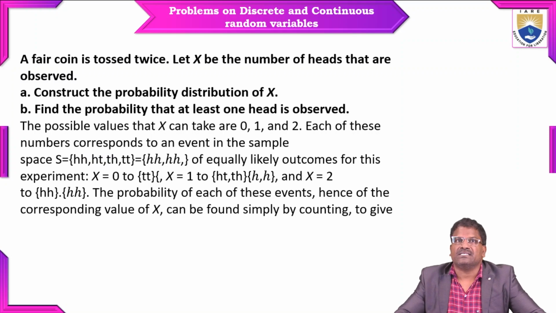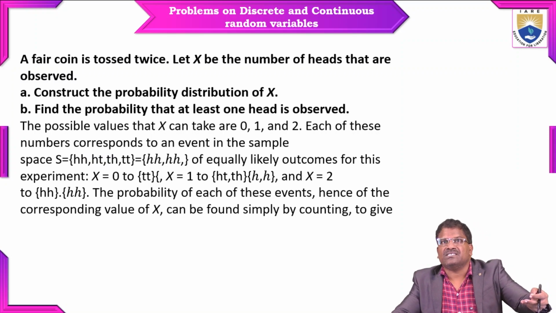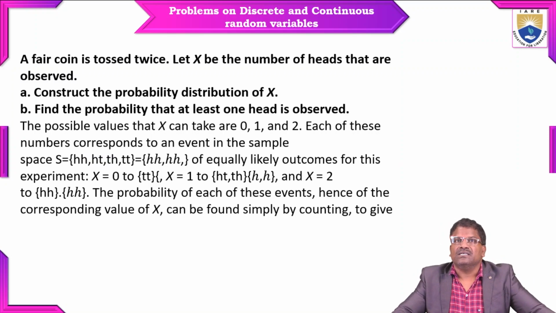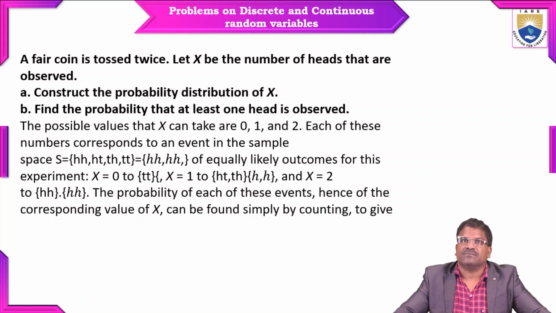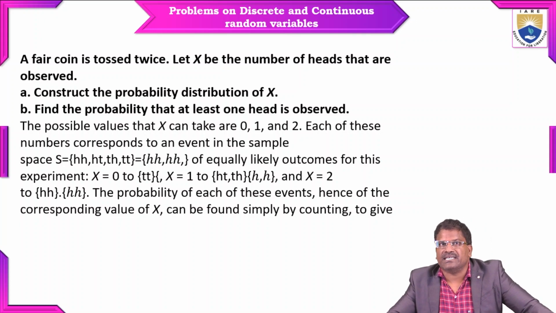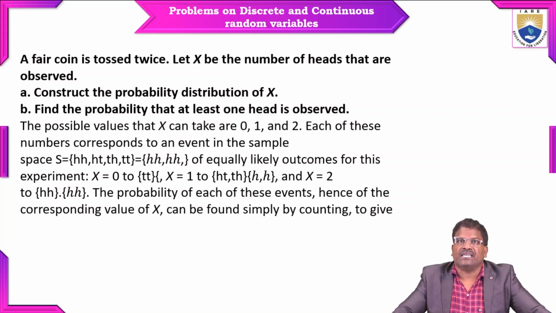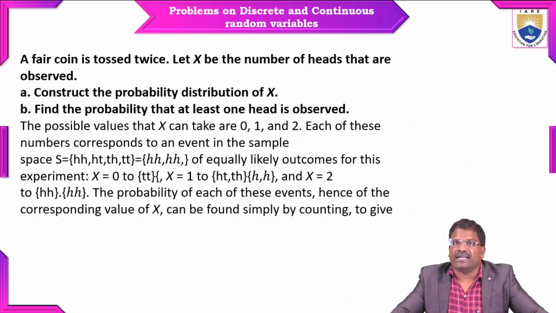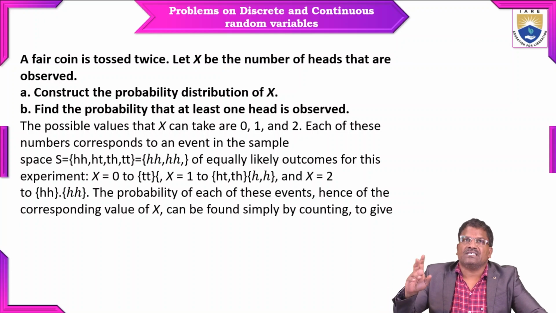So now let us see. A fair coin is tossed twice. It is tossed 2 times. Let x be the number of heads that are observed. Now let us construct the probability distribution of x. And one more question is also asked here. Find the probability that at least one head is observed. Here 2 cases are there.